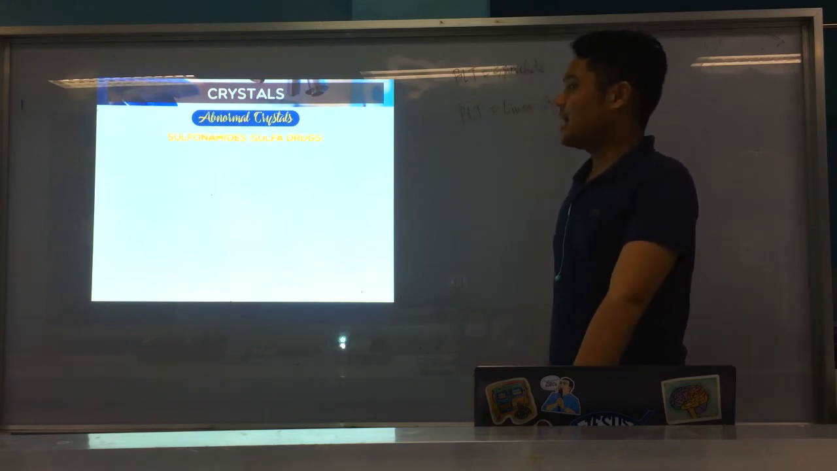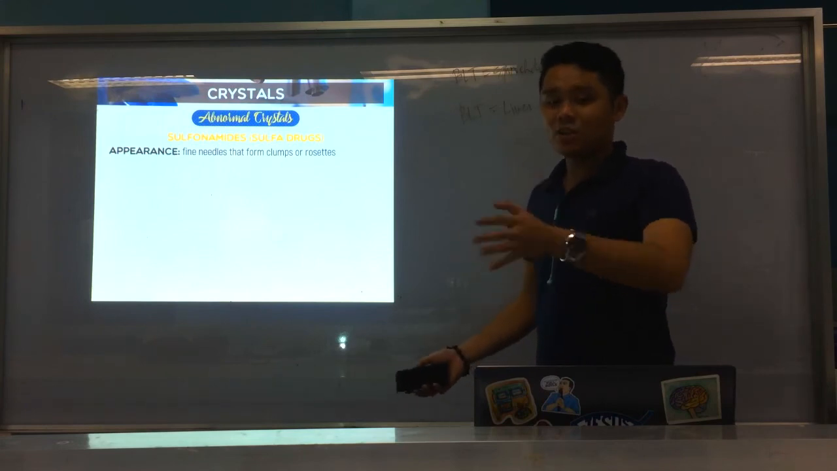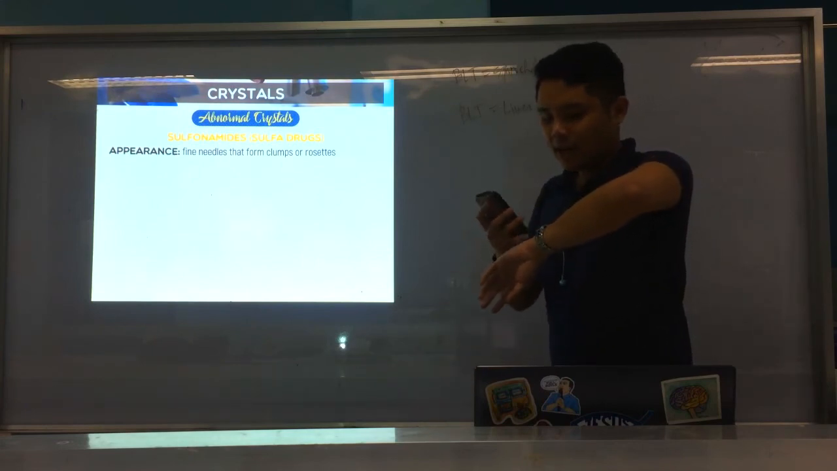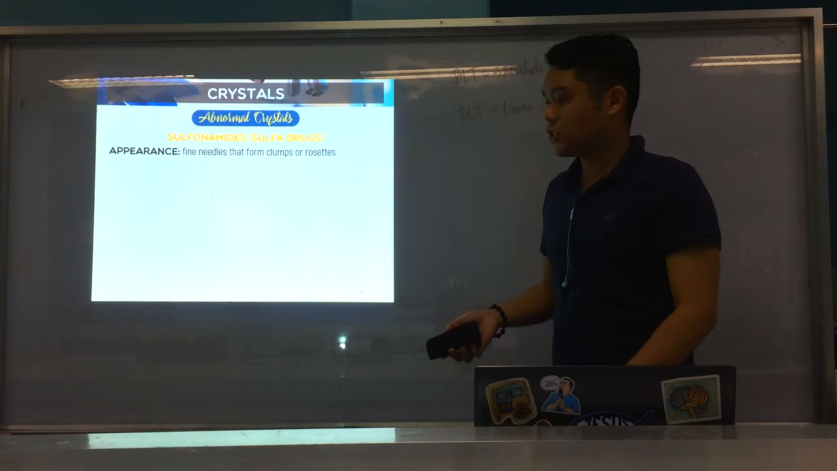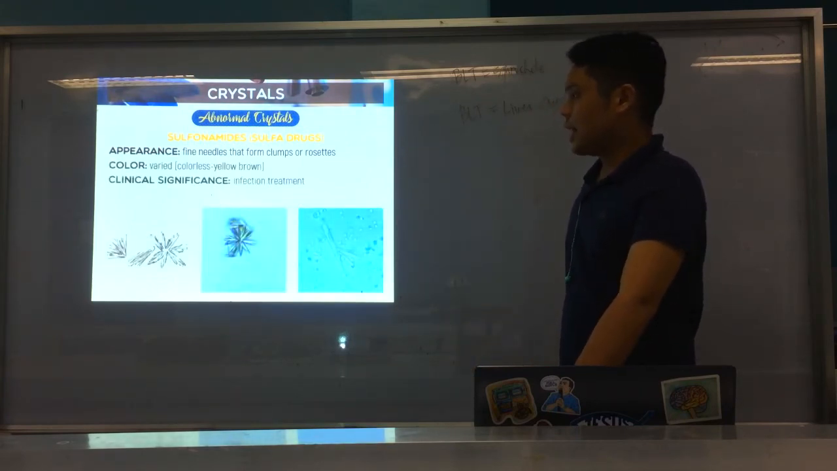Alright? And next, you have sulfonamides. The next types of crystals are usually caused by the medications that you intake. Okay? Number one is sulfonamides or sulfa drugs. Still mga clumps or rosettes, di ba?